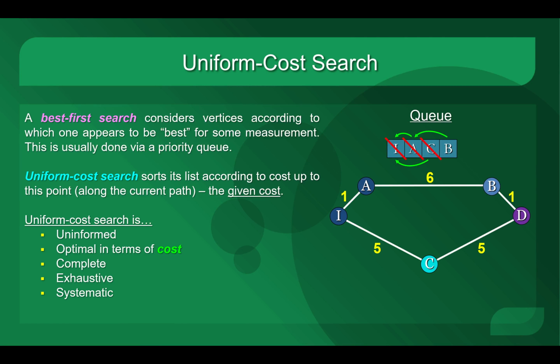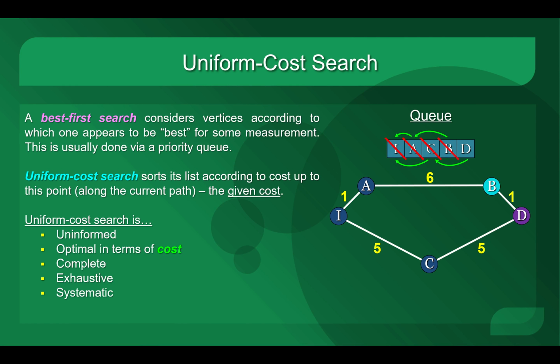When we're done with A, we restart the loop and pull C off of the queue. C is not the goal. Its children are I and D. I is a duplicate, but D is not. D's accumulated cost from the starting point is 10, which is more than 7, so we put D after B. Again, we can't just cast out I, but we also know that I's given cost is 0 because it's the starting point, so we're not going to put it in the queue again. When we're done with C, we restart the loop and pull B off of the queue.